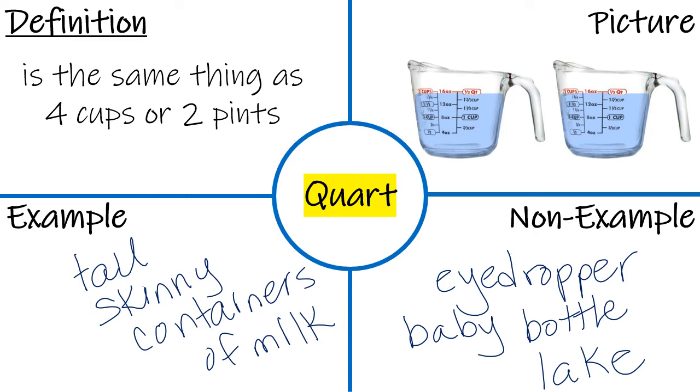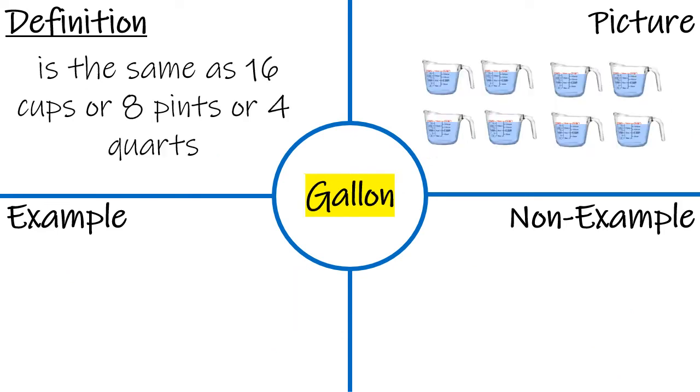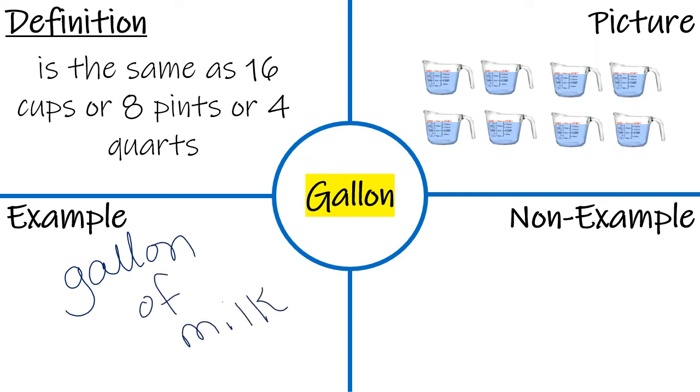Now we're going to move on to our largest unit of measurement, the gallon. So the gallon is 16 cups, or also 8 pints, or 4 quarts. So a gallon of milk, that's the big jug of milk that you see at the store. You can also buy a gallon of orange juice, a gallon of iced tea, a gallon of fruit punch.